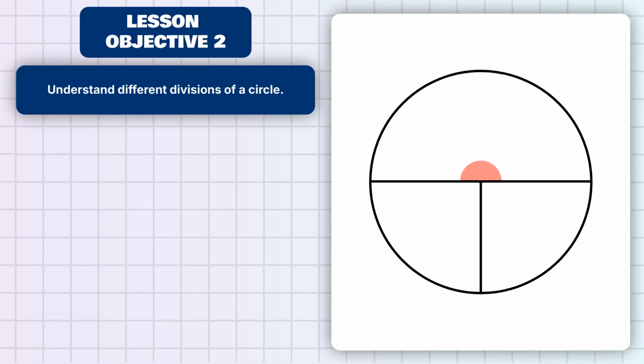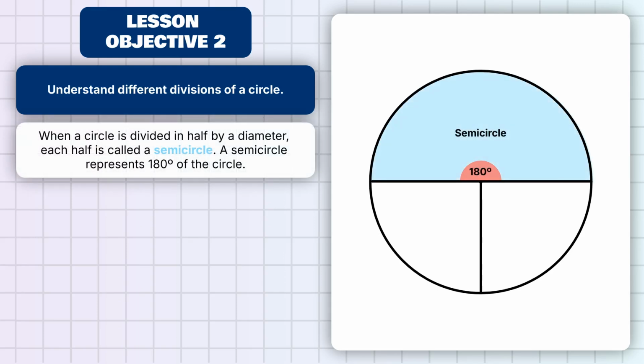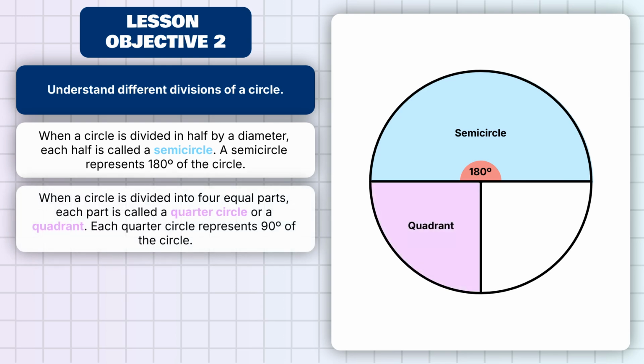Let's now move on to considering divisions of our circle. First, we have a semicircle. When a circle is divided in half by a diameter, each half is called a semicircle. A semicircle represents 180 degrees of the circle. When a circle is divided into 4 equal parts, each part is called a quarter circle or a quadrant. Each quarter circle represents 90 degrees of the circle.